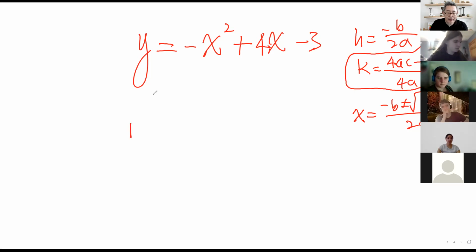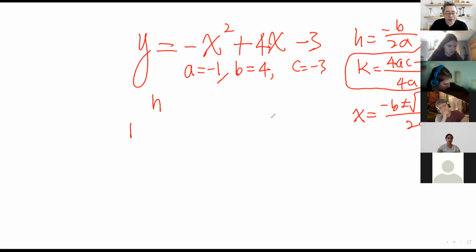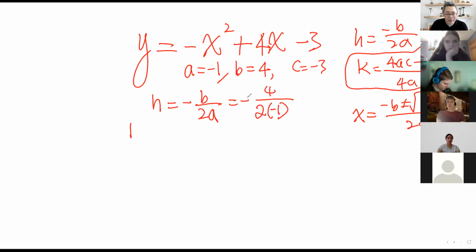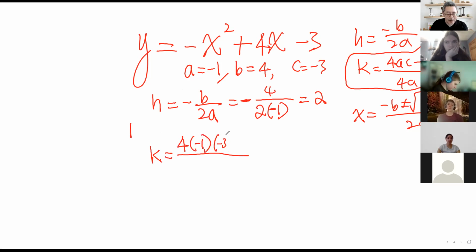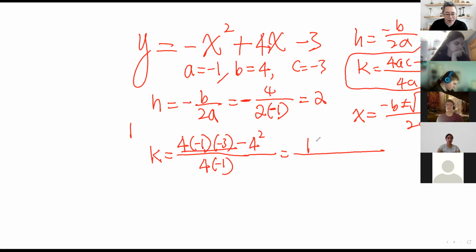First, our a is -1, our b is 4, our c is -3. So our h is -b over 2a: -4 over 2 times -1, which is 2. Now there are 2 ways we can do that. One is just to use the formula. K is 4ac, our a is -1, c is -3, minus b squared, our b is 4, so 4 squared, over 4a, that's -1. This gives us 12 minus 16, which is -4. So the top is -4 over -4. That gives us 1.